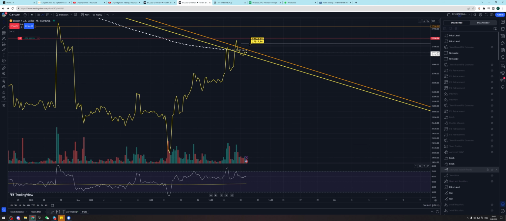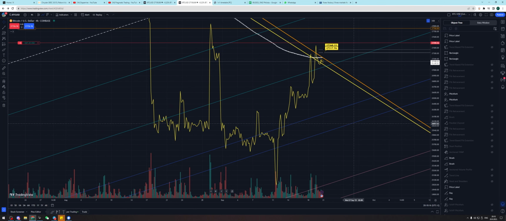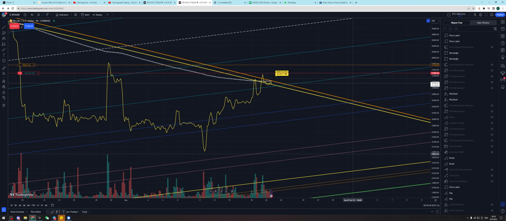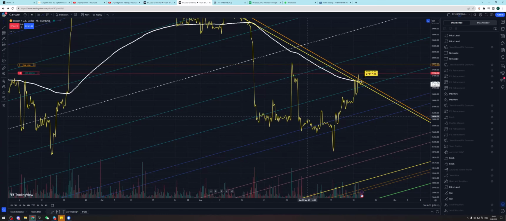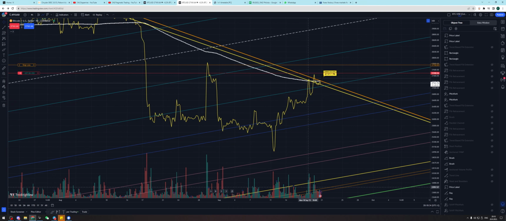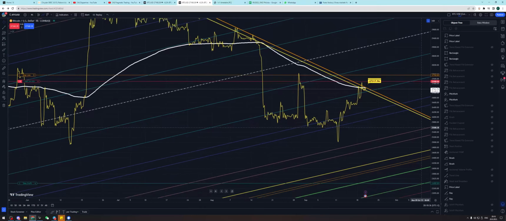So what is my target for this short? Well, my name is Pragmatic Trading and I like to keep things pragmatic as much as possible. Of course, I'm not perfect. No one's perfect. We all make mistakes. The only difference is that some people learn from their mistakes and some people are stubborn and they will always think they're the best while they're actually the worst.